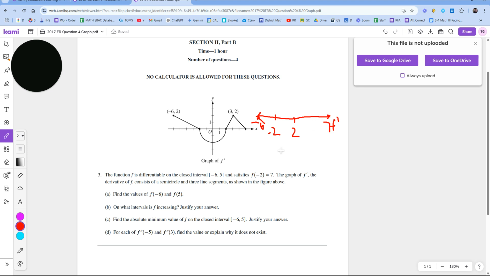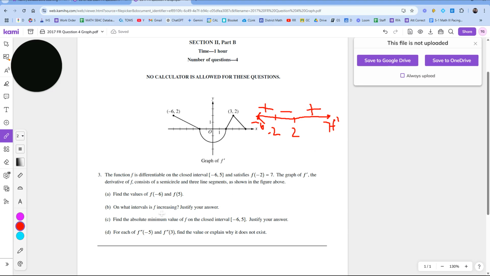Okay, so from -6 to -2, do you notice the derivative is above the x-axis? So that's a way of saying that the derivative is positive. So what does that mean when the derivative is positive? It means it's increasing from -6 to -2. From -2 to 2, it's below the axis, it's negative. What does that mean? It's decreasing. And then from 2 to 7, again, it's above, so it's positive, so it's increasing.